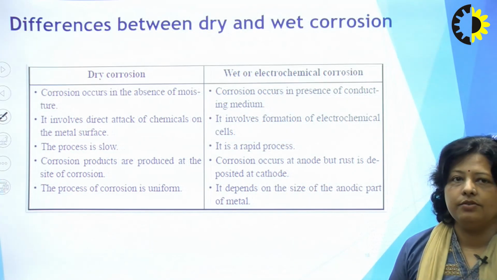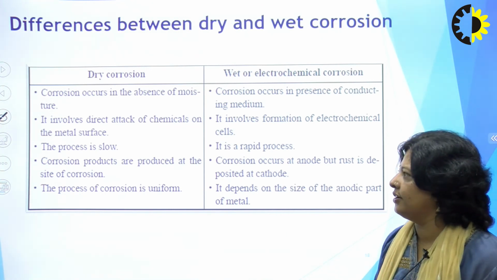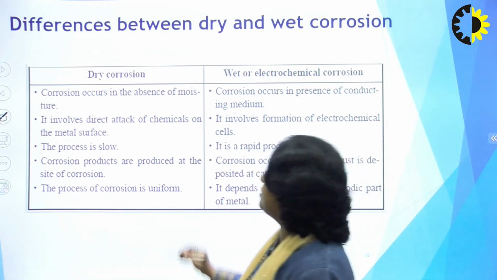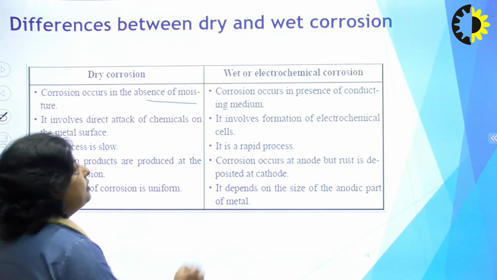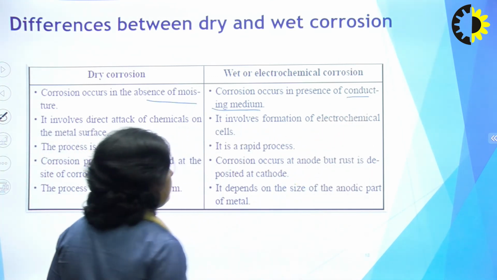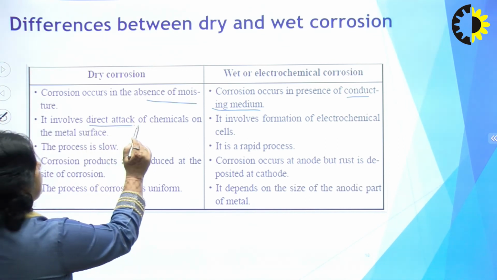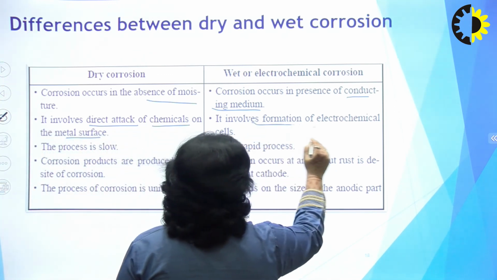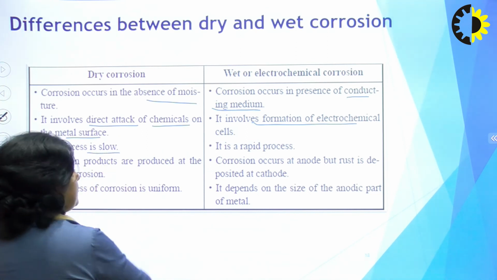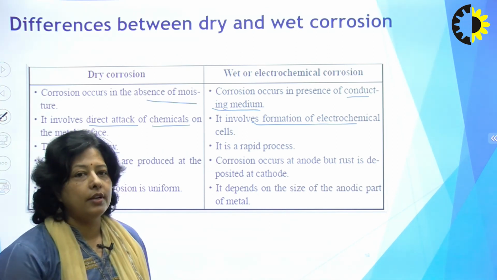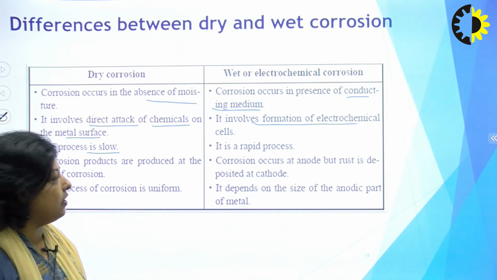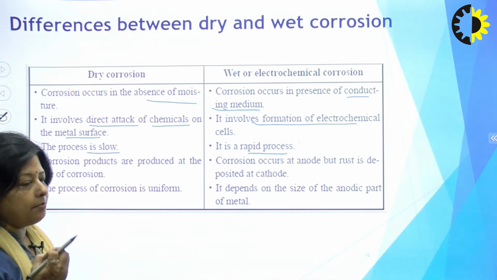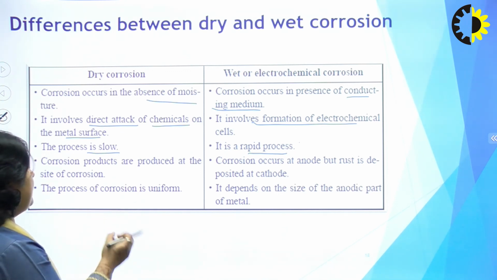Now, we see the dry corrosion versus wet or electrochemical theory of corrosion. In dry corrosion, there is an absence of moisture. In wet corrosion, a conducting medium is there, and electrolytic corrosion occurs. Dry corrosion involves a direct attack of chemicals on the metallic surface, while wet corrosion involves formation of an electrochemical cell. The dry process is quite slow because no outer atmosphere is directly attacking the metal. Wet corrosion is quite rapid because water, that moisture, is making the conditions very drastic.